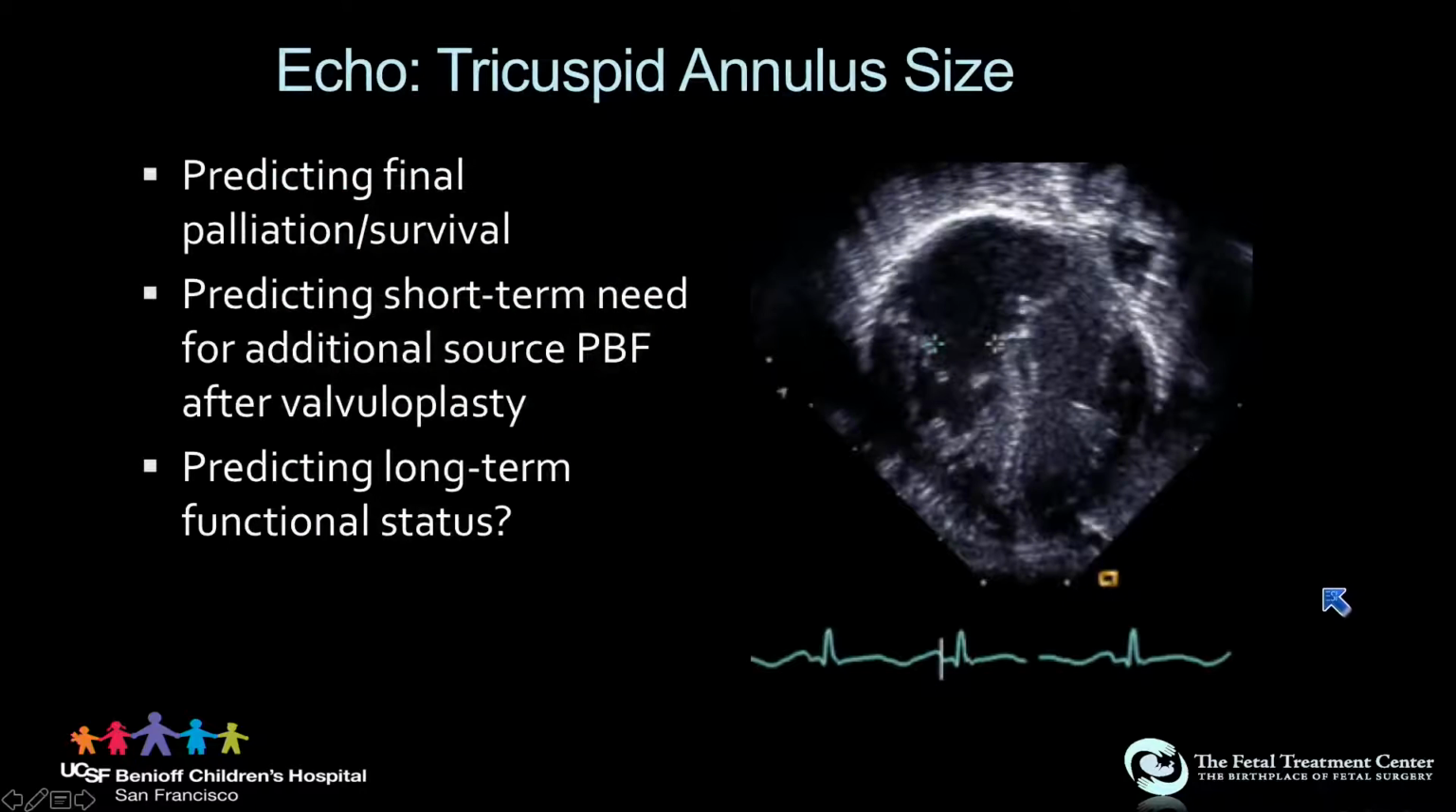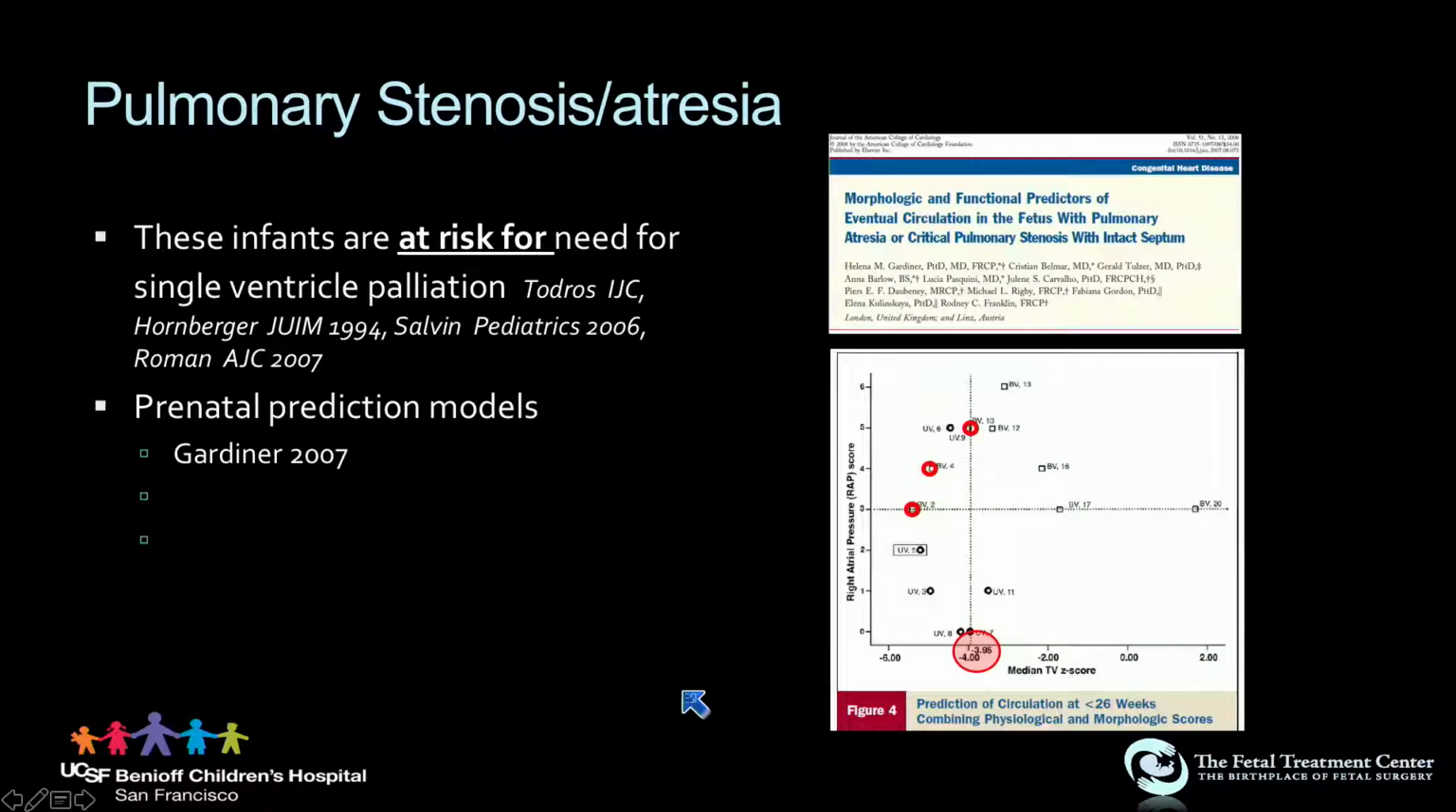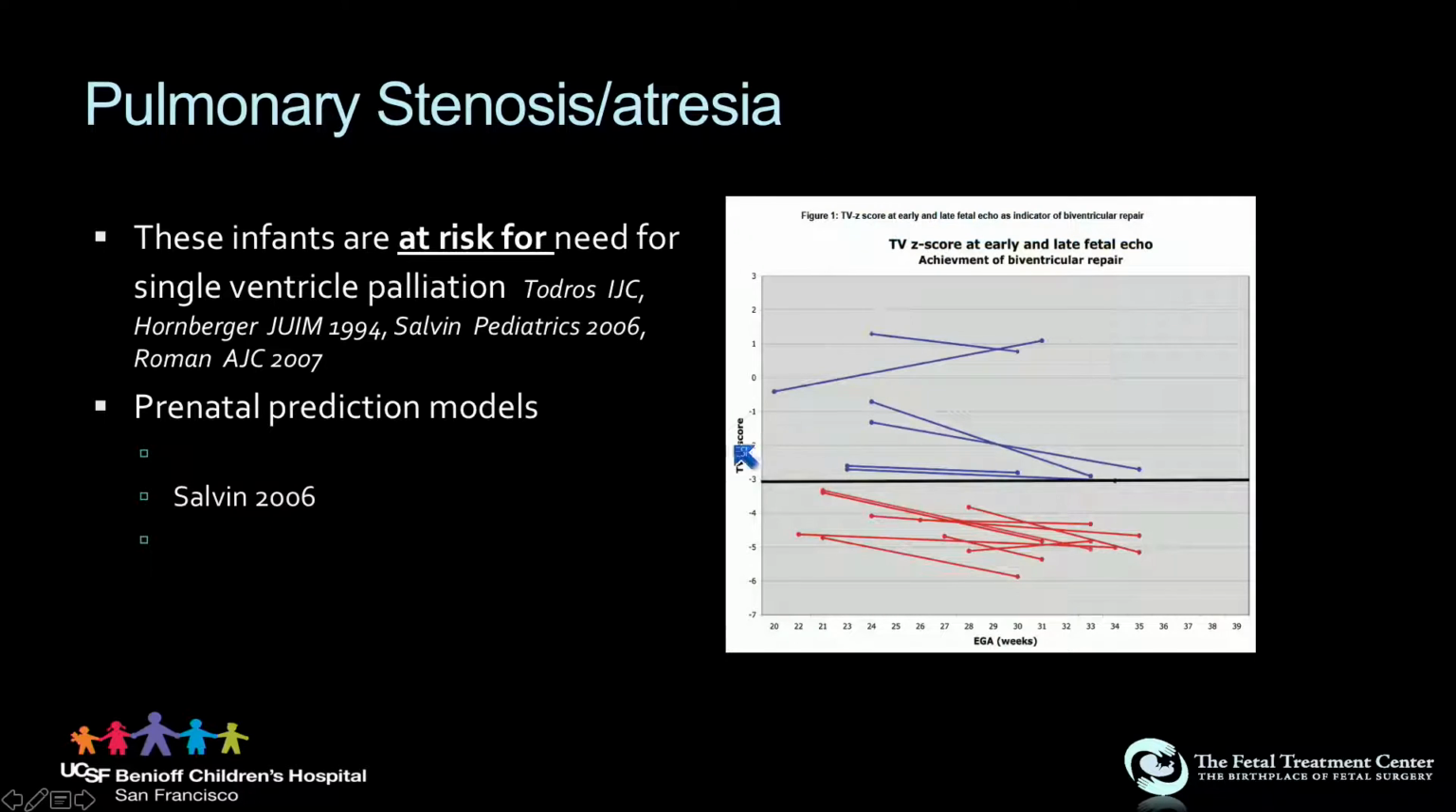We would want to measure the tricuspid valve because it does help us to predict our final palliation and predict short-term need for additional sources of pulmonary blood flow after a valvuloplasty done postnatally. There are various prenatal prediction models for whether a patient with pulmonary atresia intact septum is going to have one ventricle or two, and I think Dr. Reichik is going to cover some of that later on. So I will leave it at the fact that some people have looked at Dopplers and tricuspid valve size.